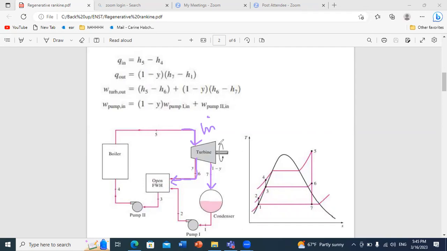So the idea here is that m dot will be divided. In general, we do the analysis per kilogram per second.